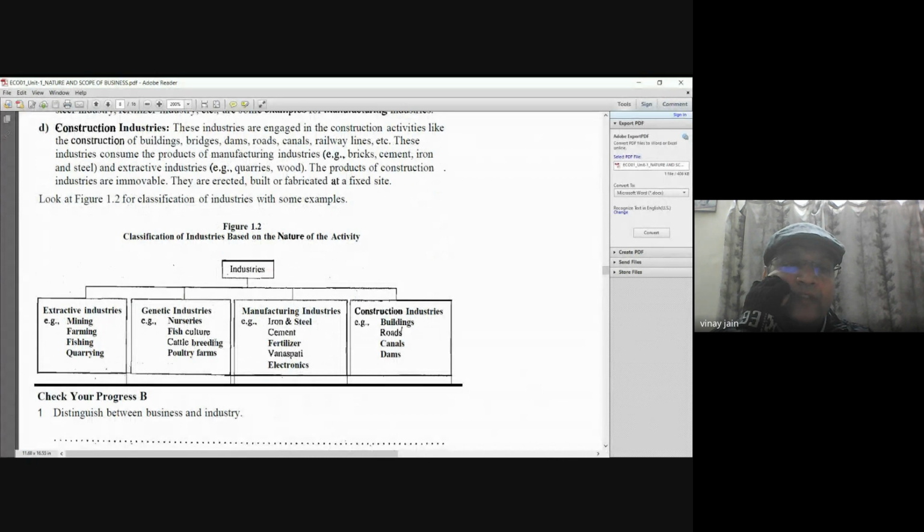So this is the tree, the classification of industry based on nature of activity. You have mining, farming, genetic industry, nurseries, fish culture, cattle, manufacturing, iron, steel, construction, you have building, road and canals. And there is one more thing that I want to discuss with you. You have service industry as well, where you have the production of services.